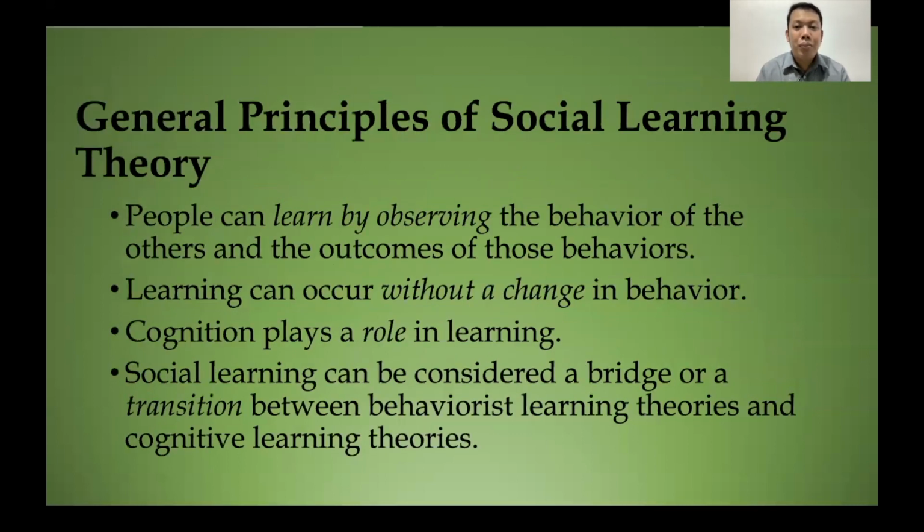So these are the general principles of social learning theory. So people can learn by observing the behavior of others and the outcomes of those behavior. So ito yung binabanggit ko kanina, no? So we have to be at our best behavior possible. Learning can occur without a change in behavior. There could be learning, no? They learn a new content, new topic, but there could be no change in behavior. Cognition plays a role in learning, and social learning can be considered a bridge or a transition between behaviorist learning theories and cognitive learning theories.